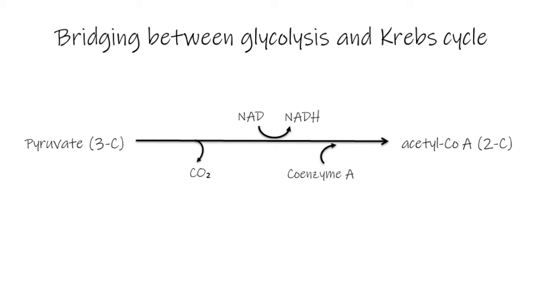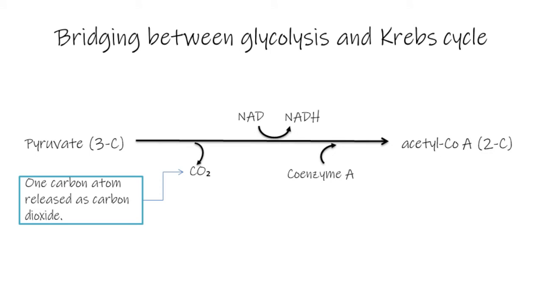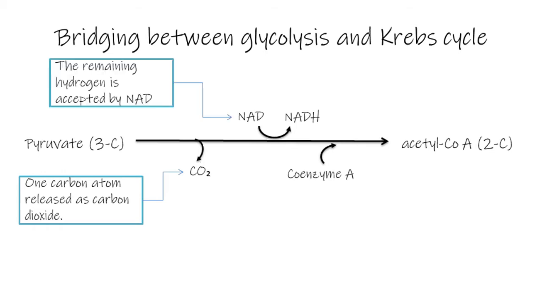Pyruvate does not enter the cycle directly. It is first converted to a compound called acetyl coenzyme A, or simply acetyl-CoA. During the conversion, a carbon atom is removed from pyruvate and released as carbon dioxide. The remaining 2C compound loses hydrogen, which is accepted by NAD to form NADH.